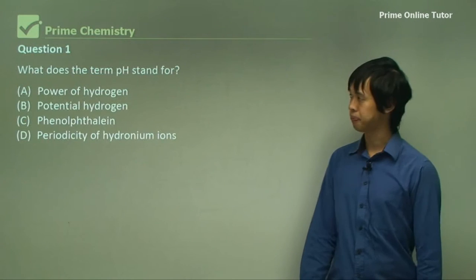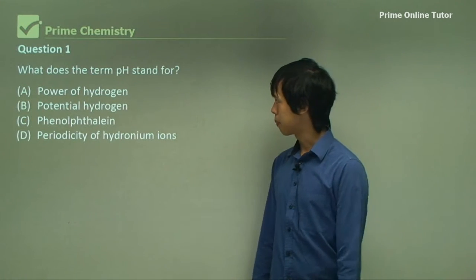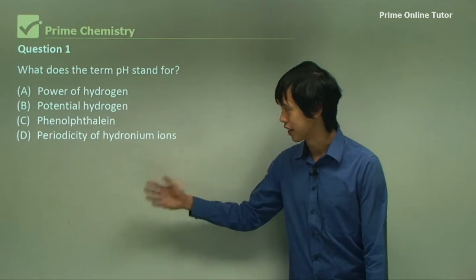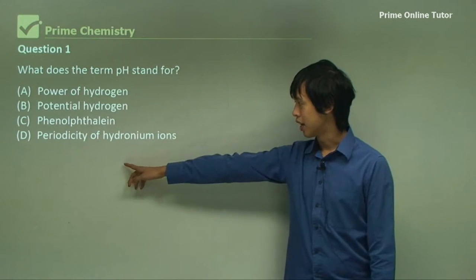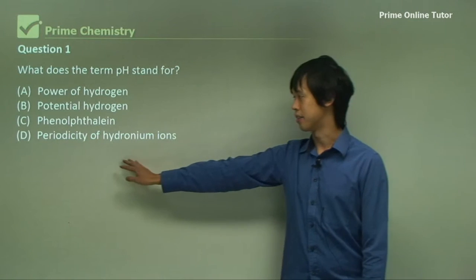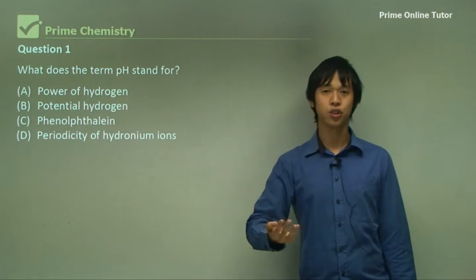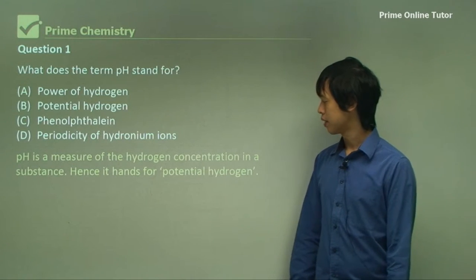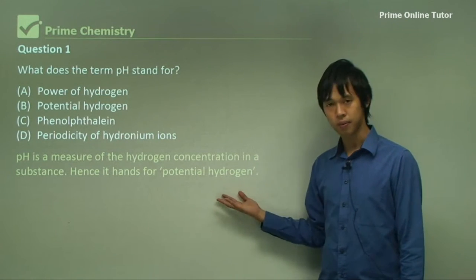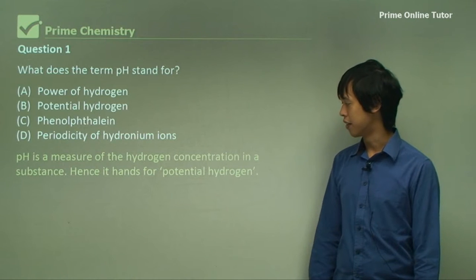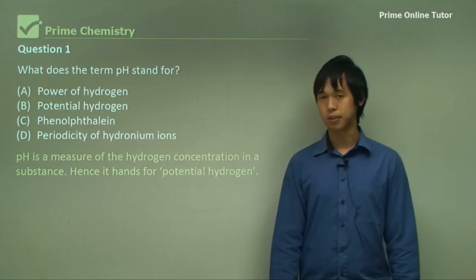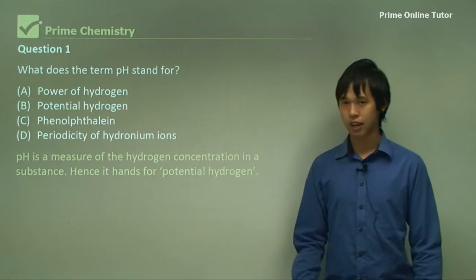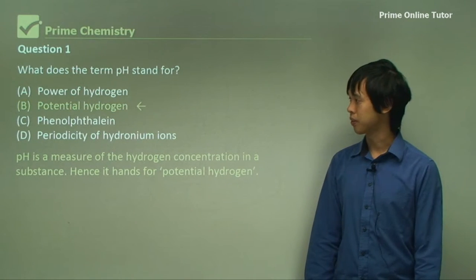So what does the term pH stand for? Well, we said it's not power of hydrogen or phenolphthalein. I didn't even mention this term. Periodicity of hydronium ions. It means none of these. It's about potential hydrogen. How much hydrogen can be found in the solution? Okay. So here's the statement. pH is a measure of the hydrogen concentration in a substance. Hence, it stands for potential hydrogen, which is the answer.